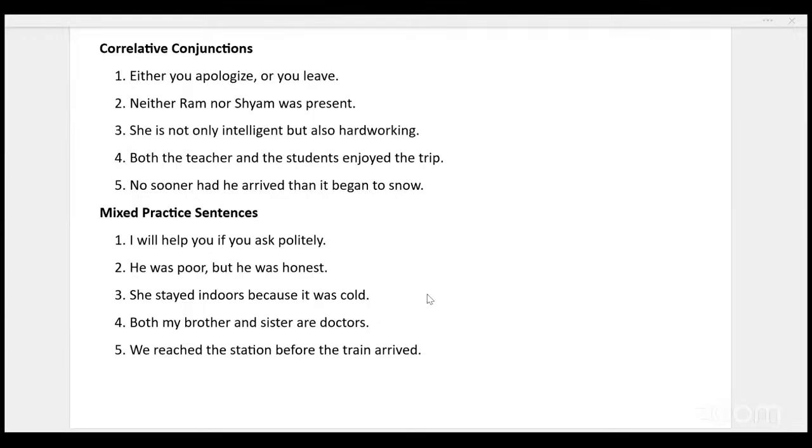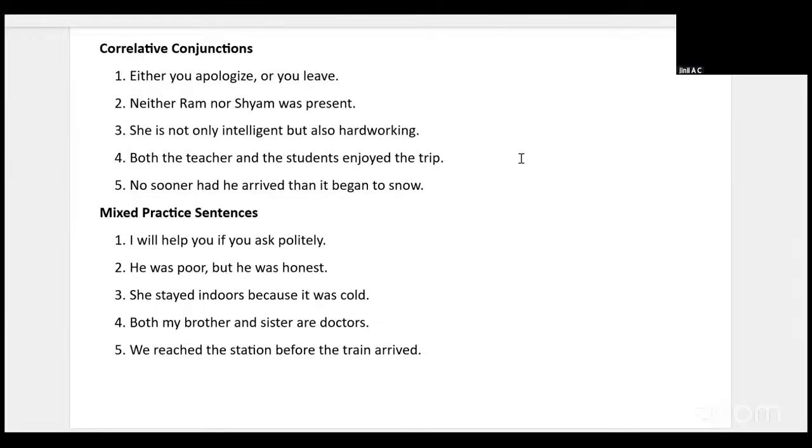I will help you if you ask politely. So if you ask politely, I will help you. That means if you want my help, you have to ask politely. We all do like that. If people don't ask us politely, we don't help them, but if they ask politely, we help them readily. So what is the conjunction used there, Madam Lavanya? If is the conjunction used there.